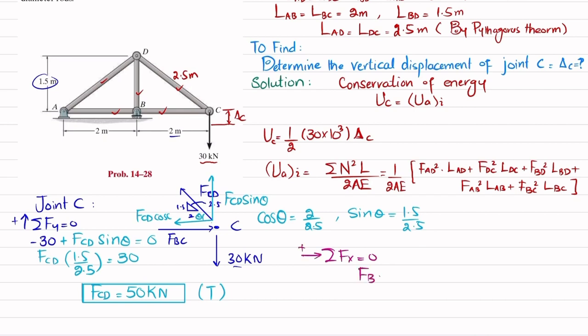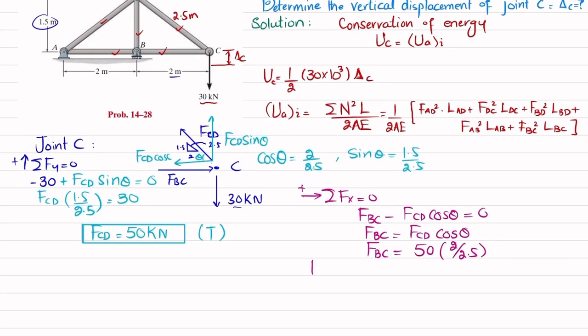So FBC is in the right direction, minus FCD cos of theta is in the opposite direction. Their sum must be equal to 0. So FBC is equal to FCD cos of theta. FCD is 50 and cos of theta is 2 divided by 2.5. When you solve this, you will get FBC equal to 40 kilonewton.